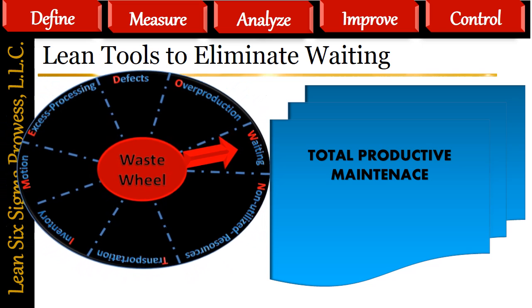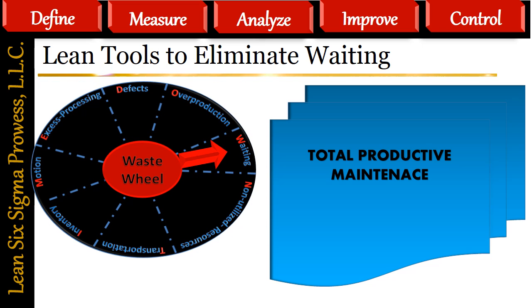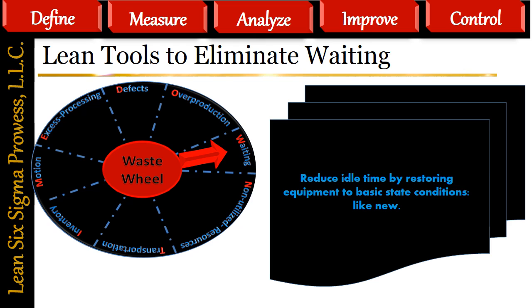Eliminate waiting time by implementing TPM. One of the largest sources of idle time for equipment is due to equipment breakdowns, process failures, and minor stops, all three of which are due to the current state of the equipment. Total Productive Maintenance, TPM, is an equipment reliability improvement philosophy that focuses on restoring and maintaining equipment in basic state conditions, like new. This is accomplished through routine maintenance, daily cleaning, eliminating sources of contamination, SOCs, that cause defects, equipment improvements, and good lubrication practices.